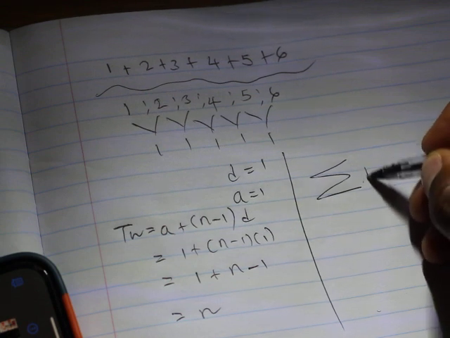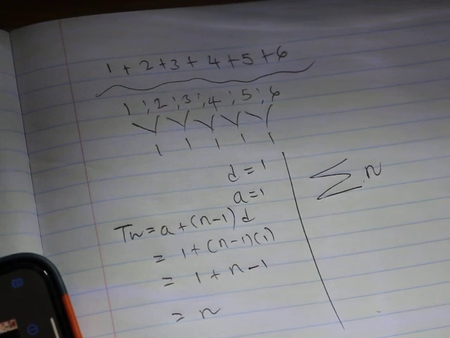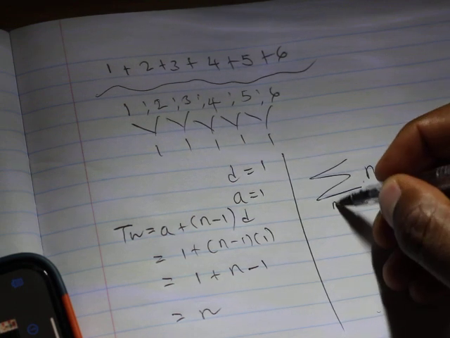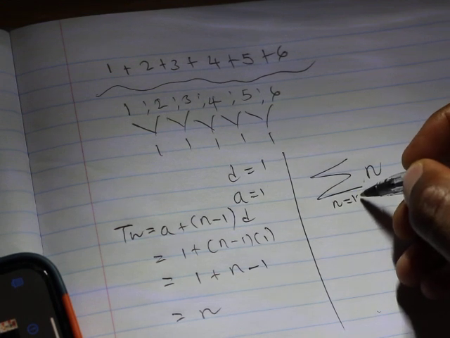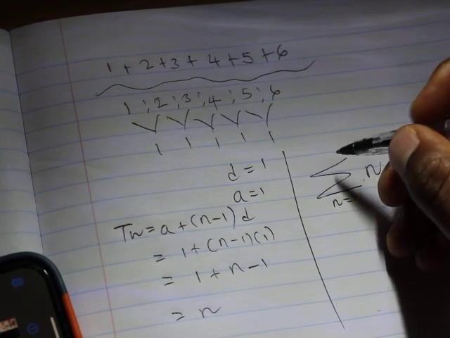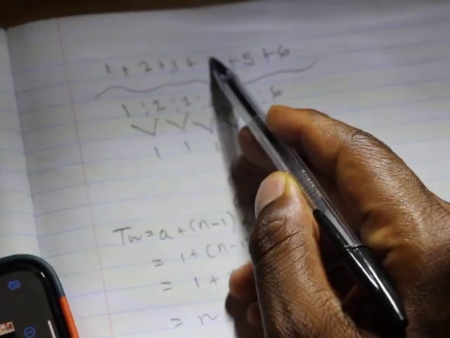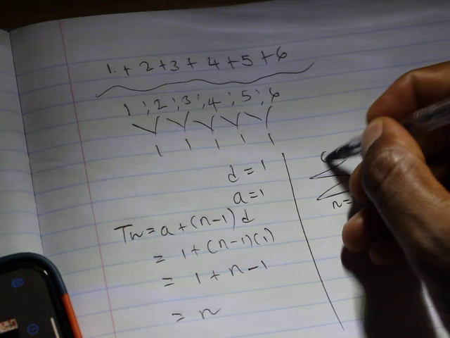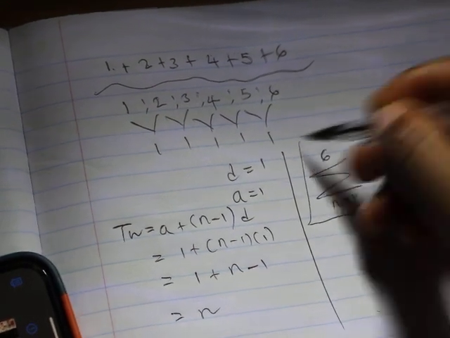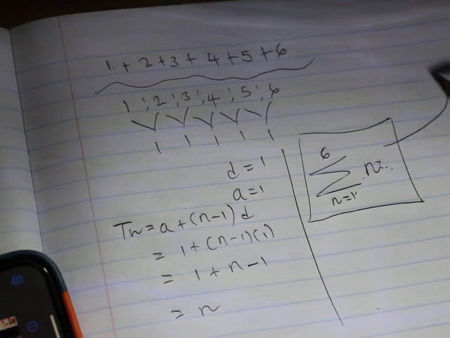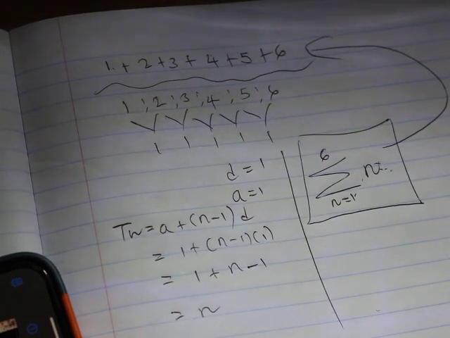So here it's just n, the general term. Now we need to figure out where the sequence starts. It starts where n is equal to 1, and then it goes up to how many terms? 1, 2, 3, 4, 5, 6, up to 6 terms. So now this is the sigma representation of that series.